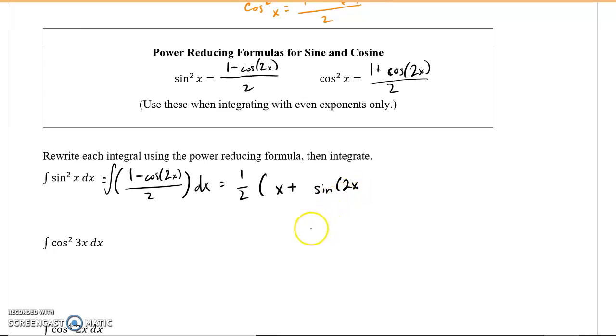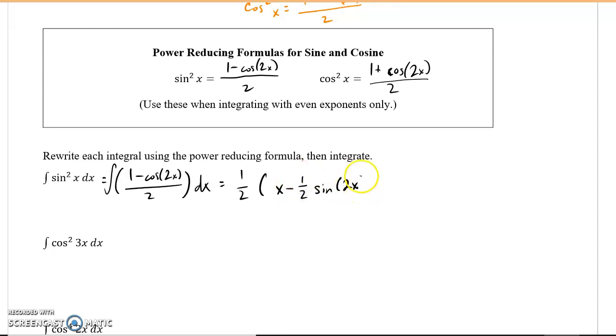No. Cosine integrates to positive sine because the derivative of sine is positive cosine. Trying to get that to go away. There we go. So the derivative of negative sine will be negative cosine. So we want that sine to stay the same. The sign. Anyway, we have to undo the chain rule.